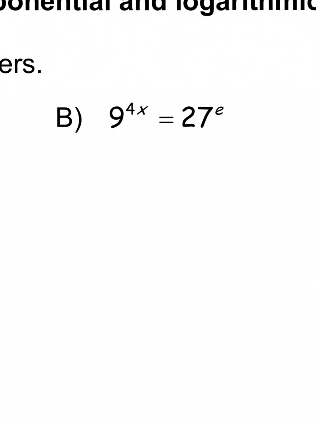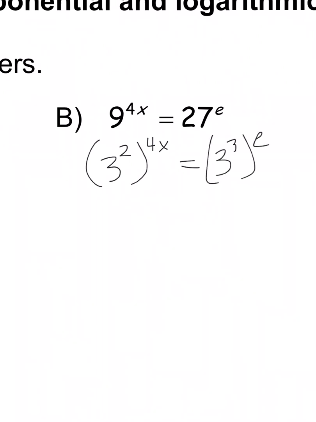We want to first look for the one-to-one property, see if we can get the bases equal, and we can. 9 and 27 can both be written with a base of 3. So instead of writing 9, I'm going to write 3 squared, and that 3 squared is taken to the 4x. 27 is 3 to the 3rd, and that's taken to the e power. So now we multiply those exponents. Anytime we have a power to an exponent, we multiply the exponents. So we have 3 to the 8x, and then that 3 to the 3rd will give us 3 to the 3e.